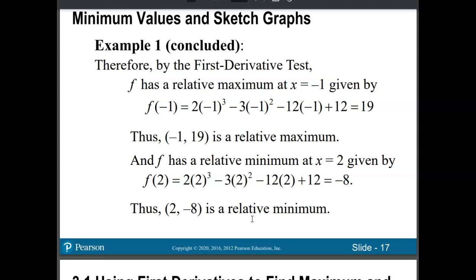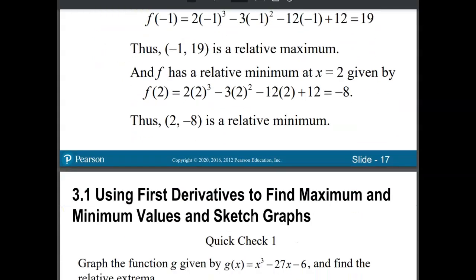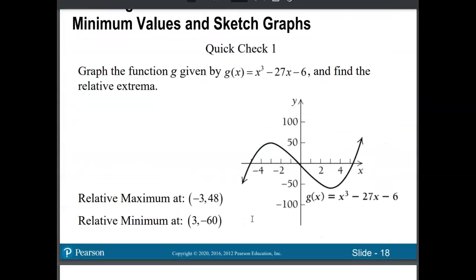Okay, so I know this is a lot of work. There's a lot to keep track of, but this is how you use calculus to determine properties of graphs. Okay. So here's another example.